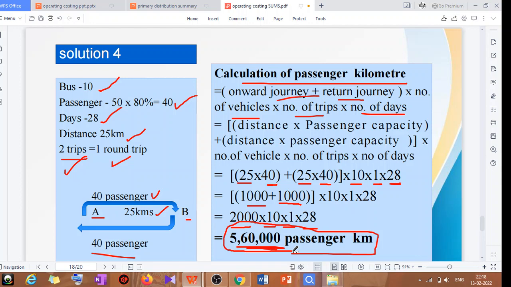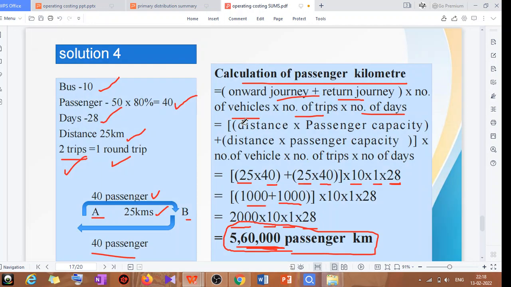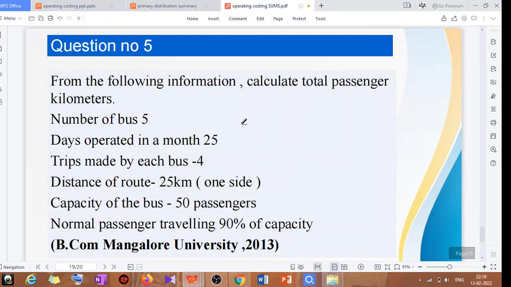See, you should only be aware about this trip. Trips, and the 2 trips is equal to 1 round trip. Clear? Okay, see the next question, the last question.